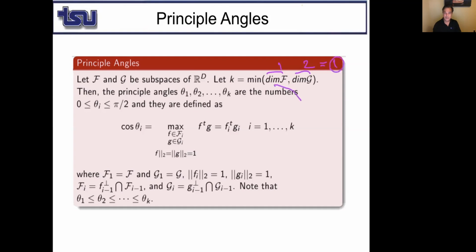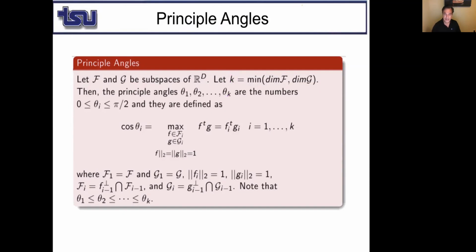Or if you have a subspace of dimension 3 and a subspace of dimension 5, the minimum will be what? 3. Because the dimensions of the subspaces may not be the same, but think about the minimum dimension of those two subspaces. Let's say that that's K, okay? Then you can define K principal angles. So what does that mean?